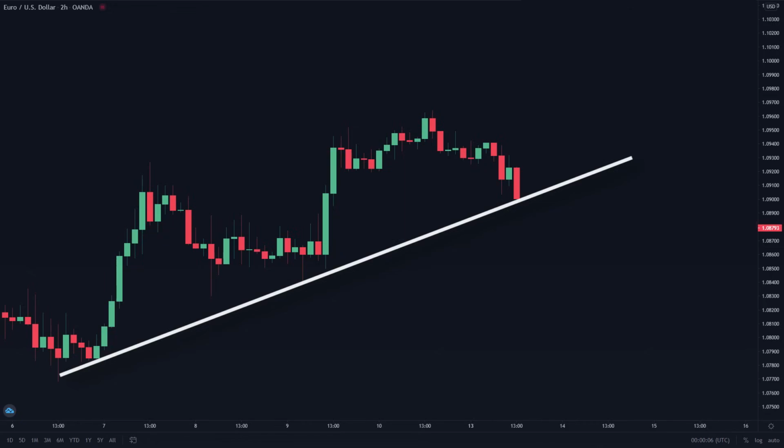And a good technique that you can use to confirm a continuation pattern is by drawing a mini trend line right at the pullback. The next step is to wait for the price to confirm the continuation pattern by waiting for it to break out of the mini trend line. Once the pattern was confirmed, you take a buy position. Let's look at another example.